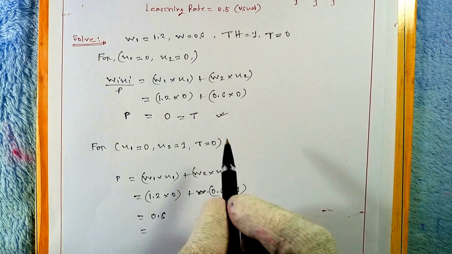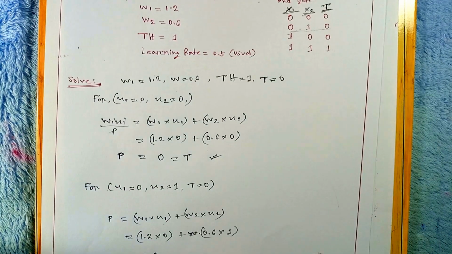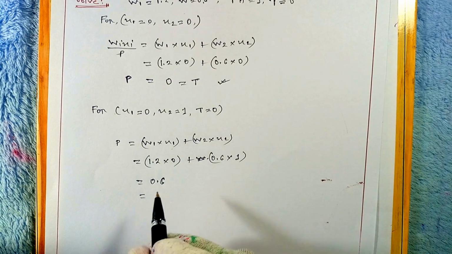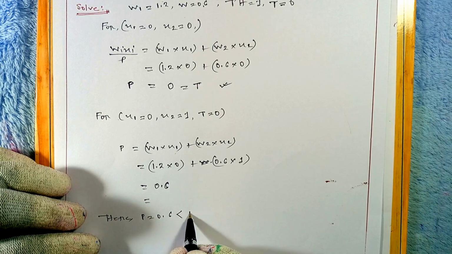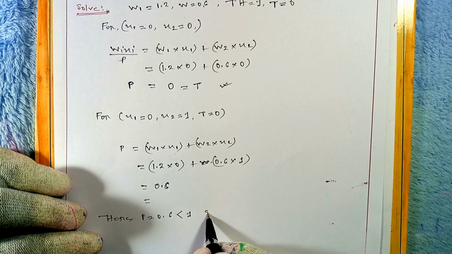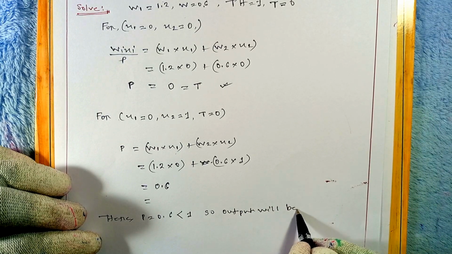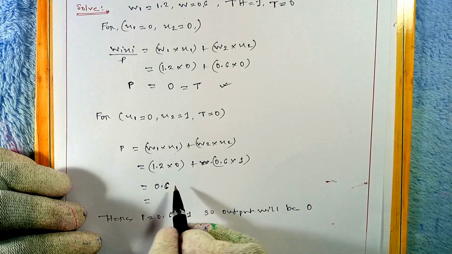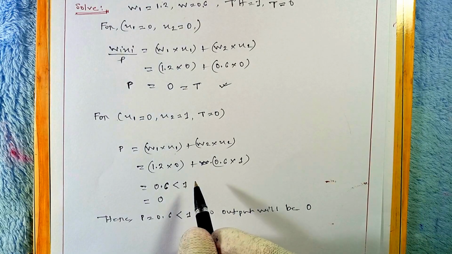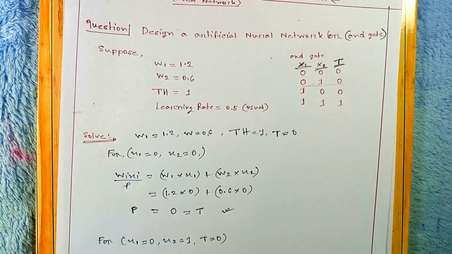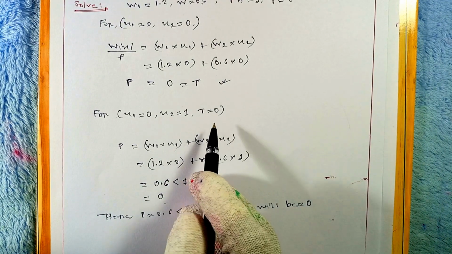Now our threshold value is 1. That means if our predicted value is less than our threshold value, here the predicted value is 0.6, which is less than 1, so the output will be 0. If it is less than 1, that's why our output will be 0, because 1 is our threshold. We'll compare with this threshold every time. So the output will be 0. We got 0 here, and the target is also 0, so no problem with this.